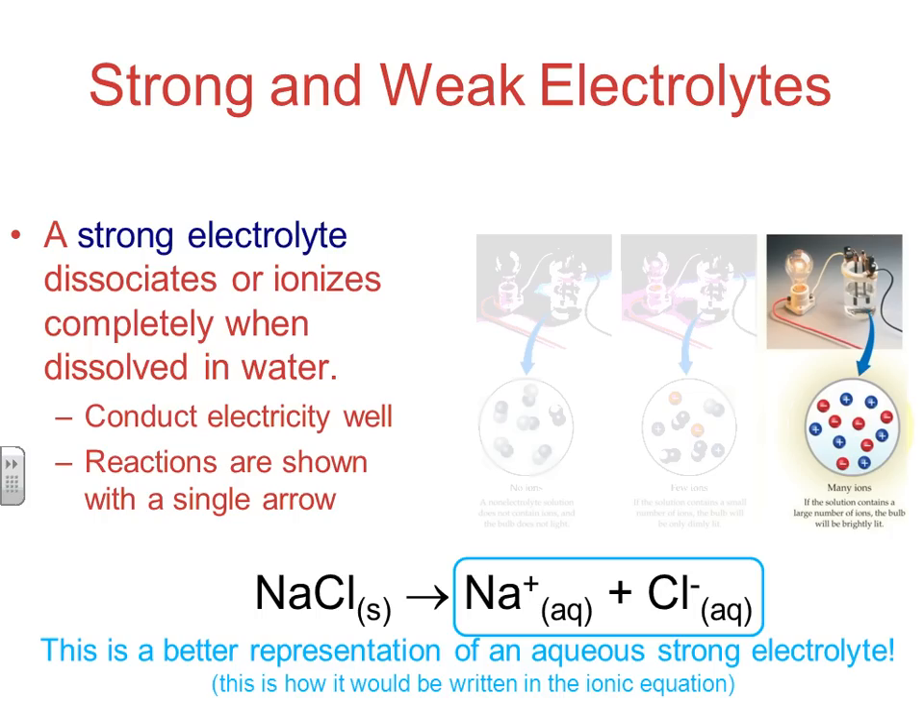So this is really a better representation of what you really have when you have an aqueous strong electrolyte. You don't have NaCl solid and H2O. What you really have is sodium ions floating around in water and chloride ions floating in water. And this is really how it would be written in an ionic equation, because that's what you're doing in an ionic equation, is showing a representation of how these species really exist. So what you've got here on the right here is really a better representation than saying NaCl aqueous. NaCl aqueous implies the Na and the Cl are still stuck together.